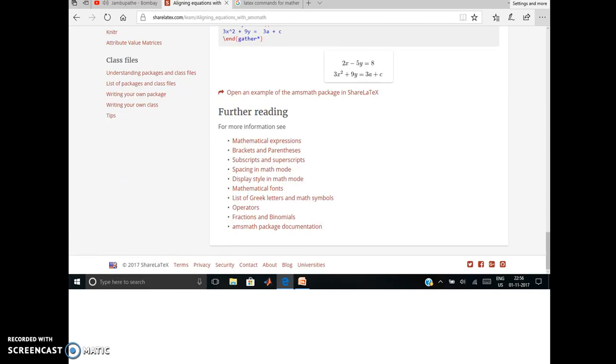Now, if you want to do a lot of exercises with LaTeX, you can go to the website www.sharelatex.com, and you can find a lot of reading material presented there. You can have mathematical expressions. You can note how brackets and parentheses are used. How do we use superscripts and subscripts? What is the spacing in the math mode? What is the display style in the math mode? How do we typeset mathematical fonts? What are the Greek letters and math symbols? What is the cheat sheet for that? The list of operators, the fractions, binomials, and many more. So kindly visit ShareLaTeX for learning more about typing mathematical equations.